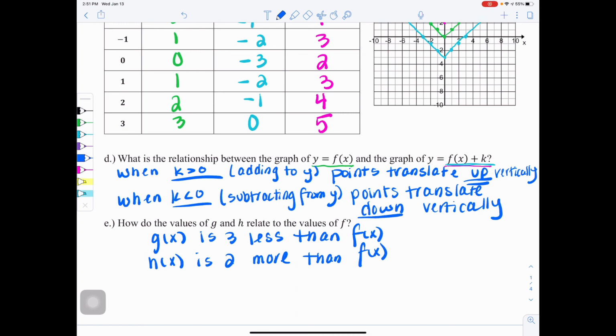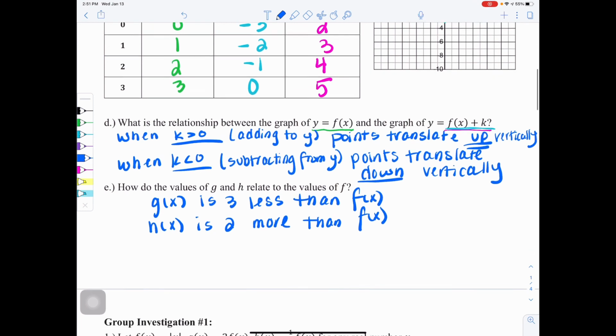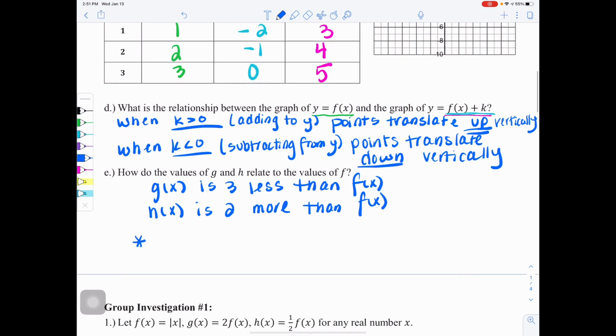Now, when we're talking about 3 less, 2 more, we're talking about the range or the y values. So underneath that, please put with a star, very important, that we have the same domain. It's not our x values that are changing, okay? So same domain. And then you're going to put a second star and say this is a shift in the range, which remember means y values.